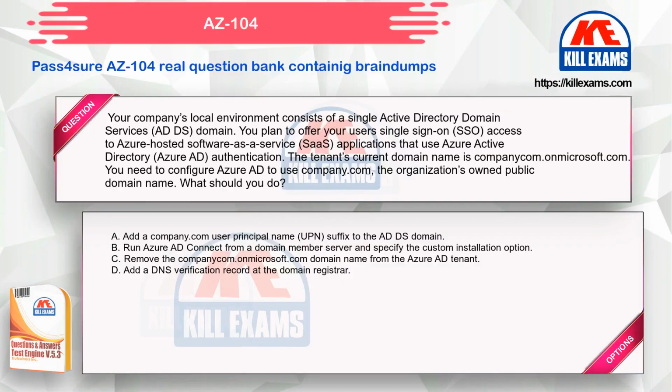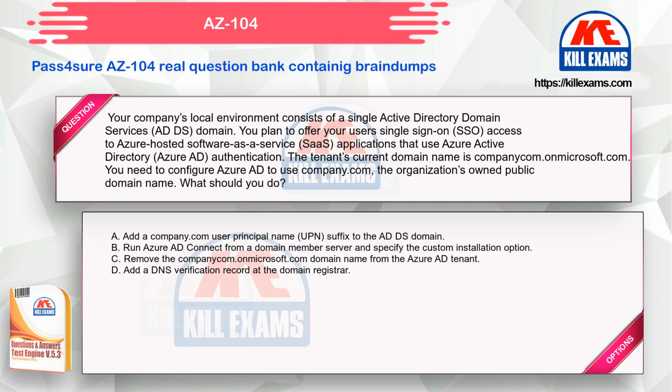Your company's local environment consists of a single Active Directory Domain Services (ADDS) domain. You plan to offer your users single sign-on (SSO) access to Azure-hosted software as a service (SaaS) applications that use Azure Active Directory, Azure AD authentication. The tenant's current domain name is company.com.onmicrosoft.com. You need to configure Azure AD to use company.com, the organization's owned public domain name.